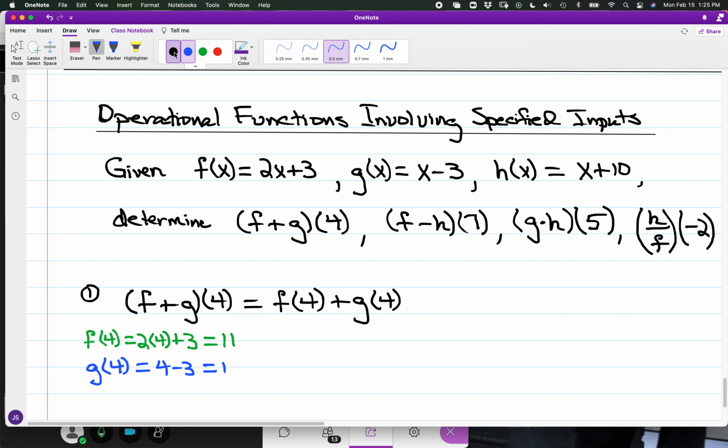Okay, so if I relay this information over to f plus g of 4, so f of 4, again, we have at 11. You got plus g of 4, and g of 4 we have at 1. And for the resulting output, this comes out to 12. So f plus g of 4 is equal to 12.